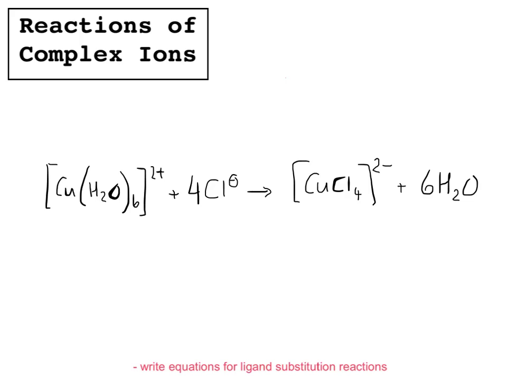So the key is, with writing ligand substitution reactions, to know what your product is first, and you can do that by learning the table I gave you, and also just checking what the charge is on the new product by thinking about the charges on the ligands and the charges on the central metal ion.